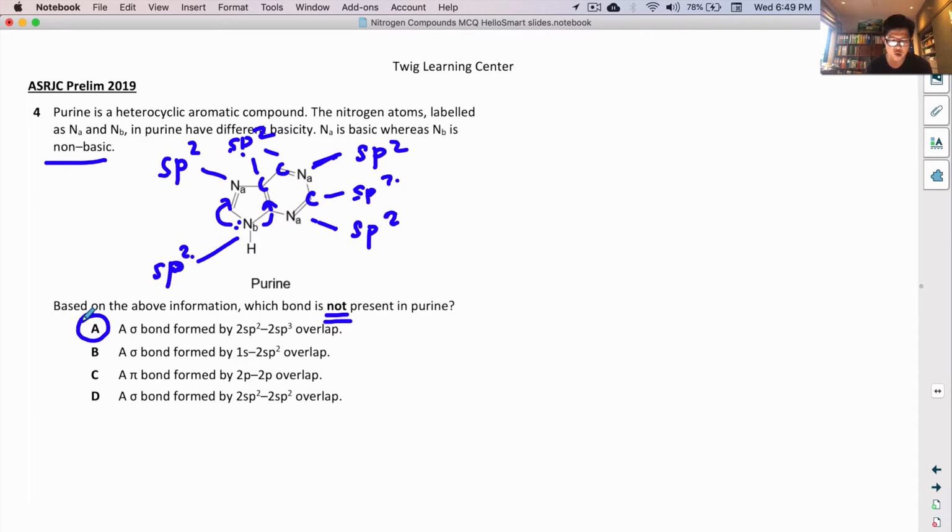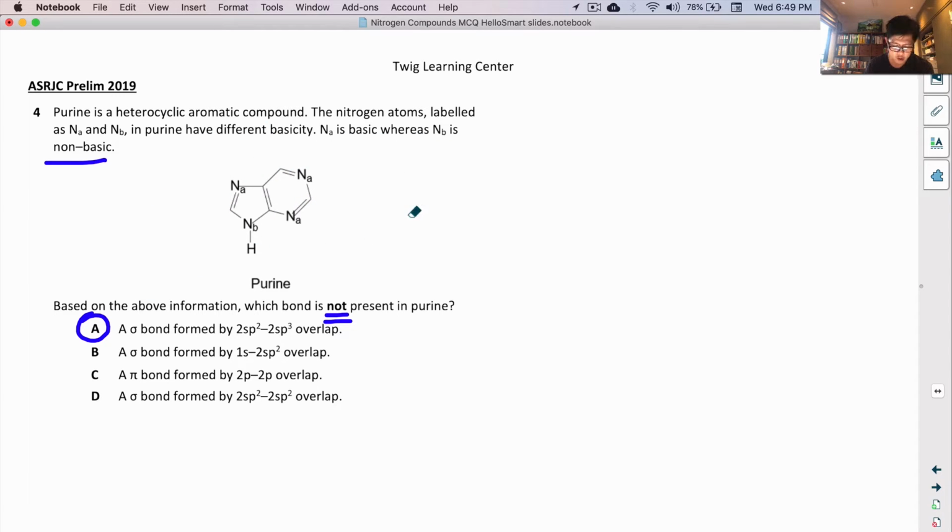Maybe just to run through quickly, where is the sigma bond formed for sp2 and 1s? Just to give you a rough idea, let me erase this. Where is this bond? This is the bond that they're talking about, over here. This carbon is sp2.